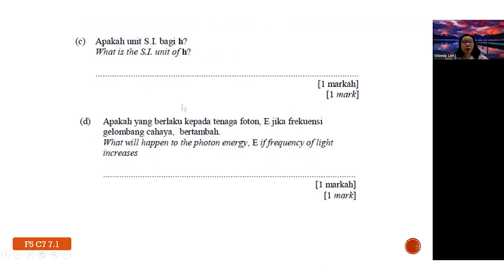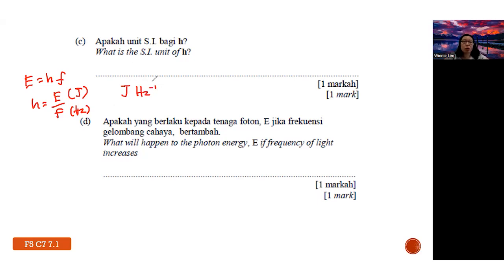Moving on, for part C, what is the SI unit for h? From the equation given just now, E equals hf, and you rearrange, you will have h equals E over f. So what is the unit for E? E is energy, so the unit will be joule. While frequency, the unit is hertz, or you can make it per second. It's up to you. So you will basically get joule per hertz.